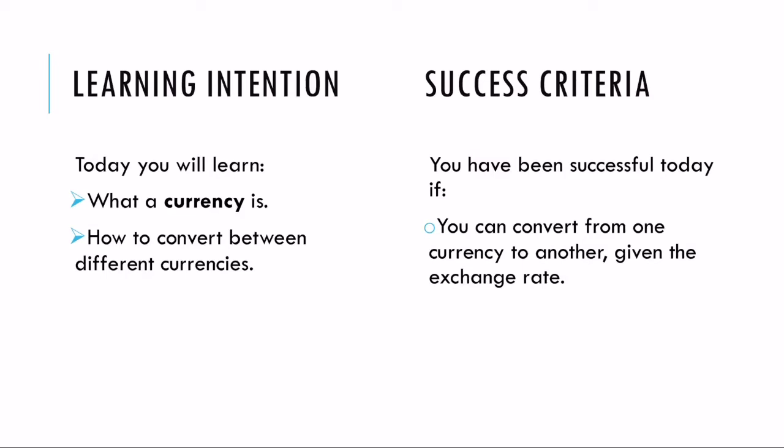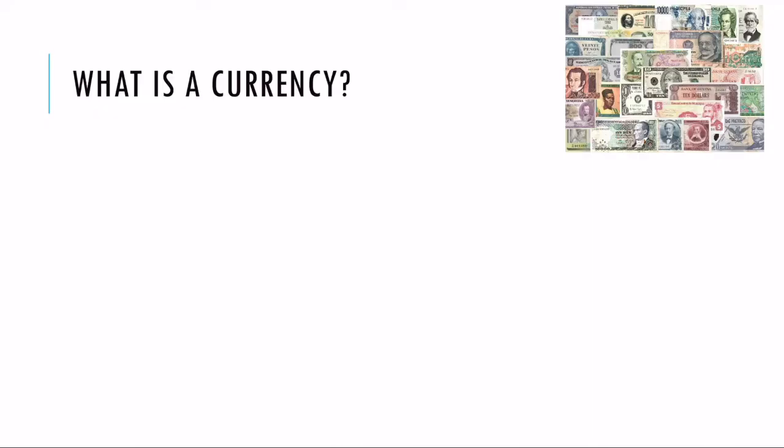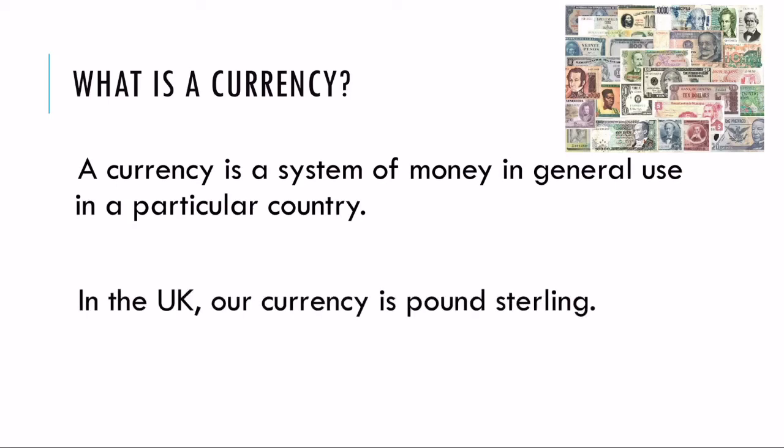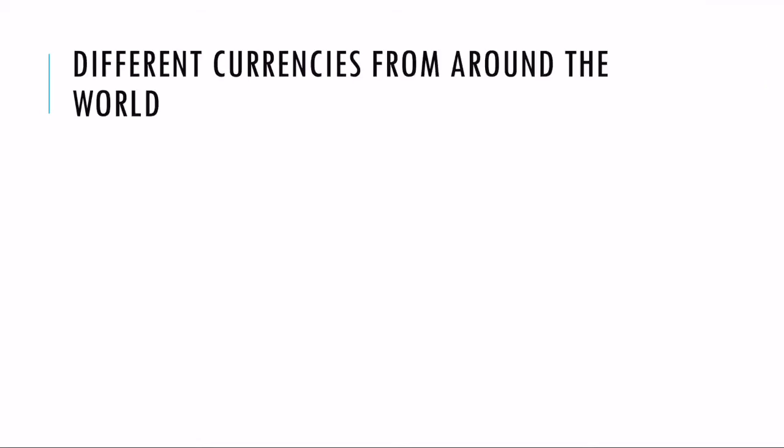In today's lesson, you will learn what a currency is and how to convert between different currencies. You've been successful today if you can convert from one currency to another given the exchange rate. Okay, so let's start with what a currency is. A currency is a system of money in general use in a particular country. In the UK, our currency is pound sterling.